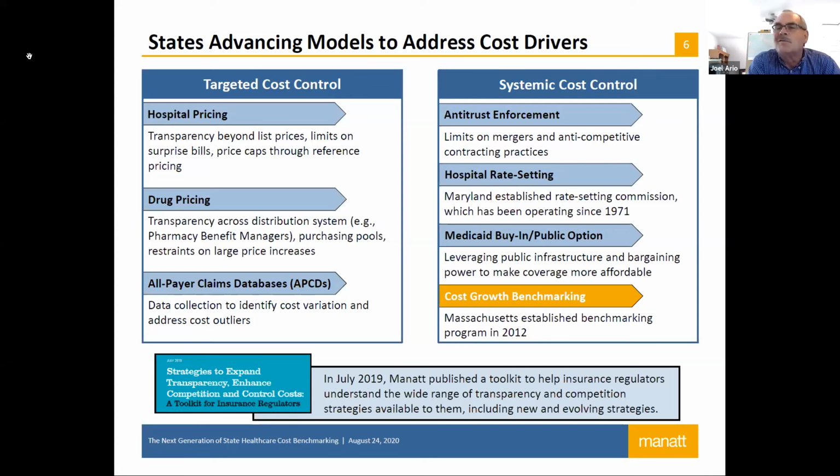Hospital rate setting, a relatively unique strategy that Maryland kind of pioneered, but for some unique reasons, probably not the strategy that a lot of states are going to be able to pick up in the next few years. Medicaid buy-in, public option proposals at the state level, kind of potentially being harbingers of what could happen at the federal level on that issue. And then finally, the cost growth benchmarking that we're going to talk about more today. And you see there, Manatt has a report out kind of that drills deep on that for people who aren't familiar and haven't seen these issues yet. There's that Manatt resource that looks at the Massachusetts and California programs. And Kevin's going to now dig deeper into that in the next few slides.